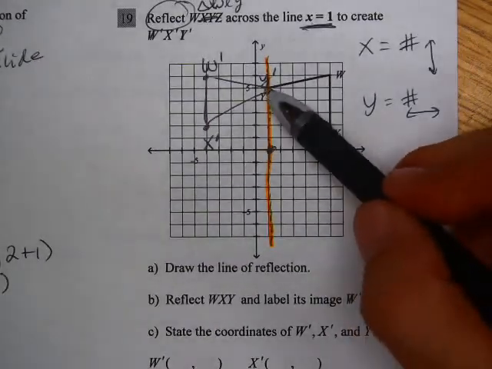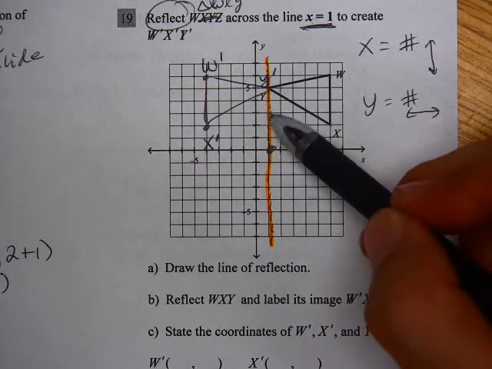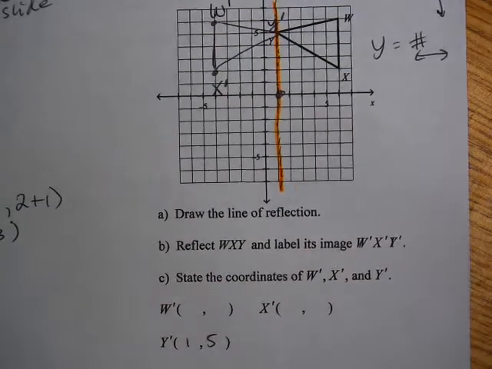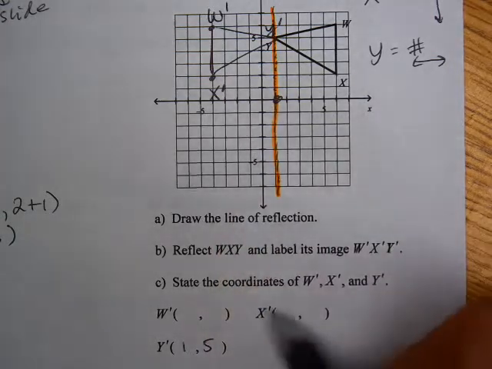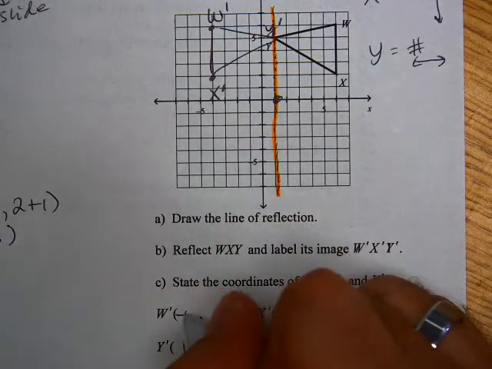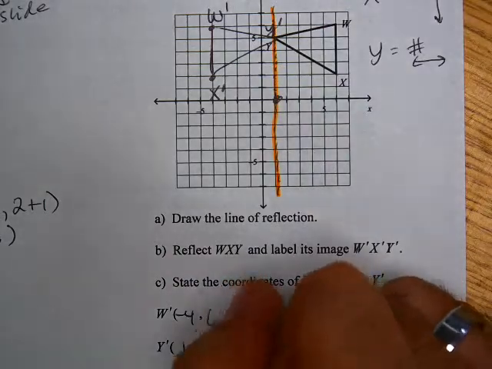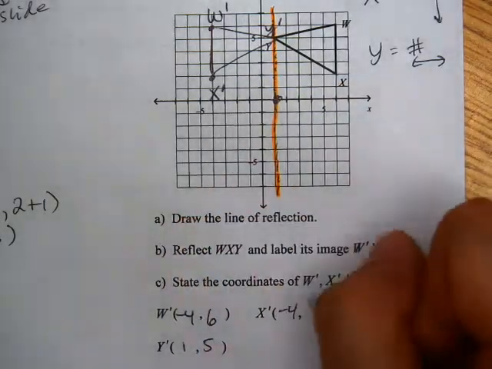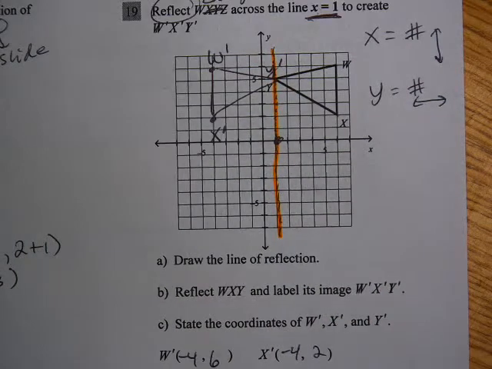Part C, state the coordinates of W prime, X prime, Y prime. So let's go. Y prime was right 1. Again, it didn't go anywhere. Right 1, up 1, 2, 3, 4, 5. So Y prime is positive 1, positive 5. W prime is left 4. Now again, this is from 0. When you're writing these coordinates, you're going from 0. 1, 2, 3, 4. That's negative 4. 1, 2, 3, 4, 5, 6. And then X prime is also negative 4, up 2, positive 2. There's number 19 done with that reflection.